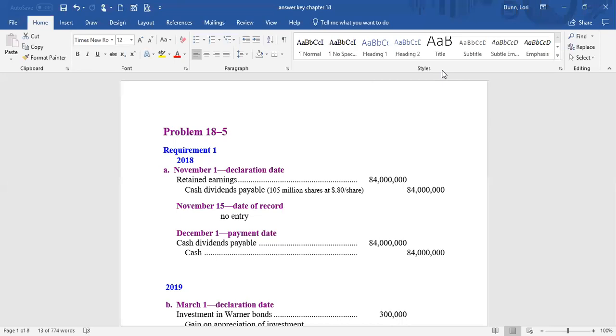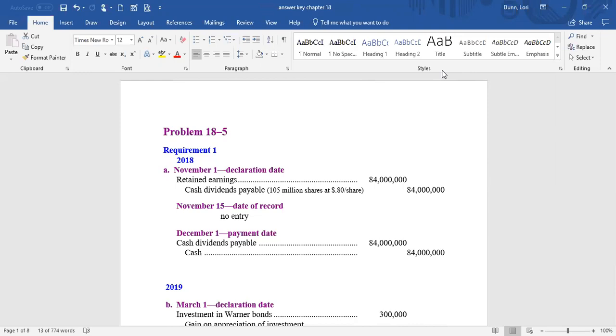So our final problem we're going to look at is problem 18-5, and that's dealing more with our dividends. So let's take a look. Listed below on page 1080 are the transactions that affected shareholders' equity of Branch Rickey Corporation during the period 2018 to 2020.